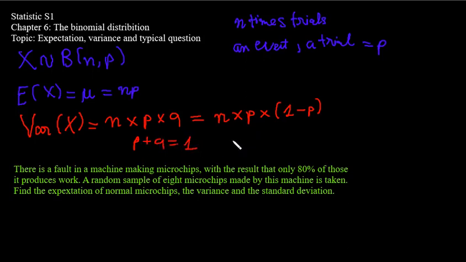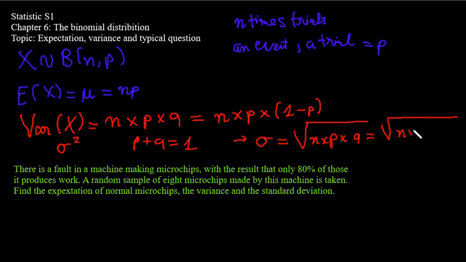And we know that the variance is the square of the standard deviation. Now we will work out the standard deviation from the variance. We have the standard deviation is equal to the square root of n multiplied by p multiplied by q, or the square root of n multiplied by p multiplied by 1 minus p.